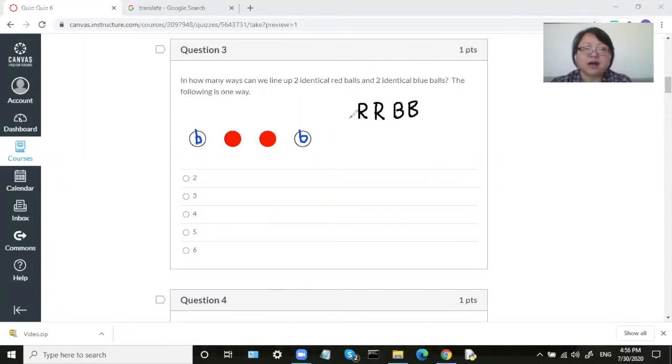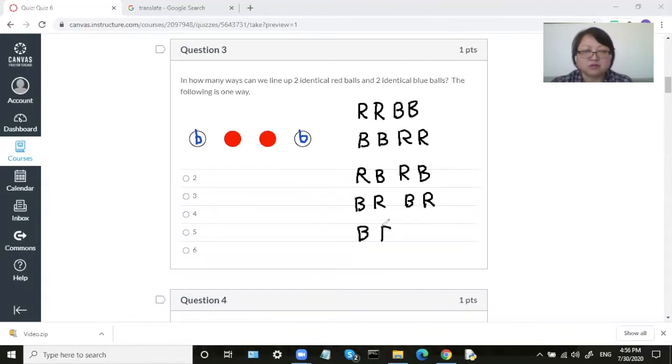Okay, so we can put 2R together and 2B together. So we have RRBB, then the same thing, BBRR. Then we have 2 ways. Then we can put 1R, 1B, and 1R, 1B. So RB, RB, then we have BR, BR. And we can have the way like this. We take the blue balls and 2 red balls in the middle. Then we have 1 red ball and 2 blue balls and the red. Total, we have 6 ways. Okay, so the answer is E.